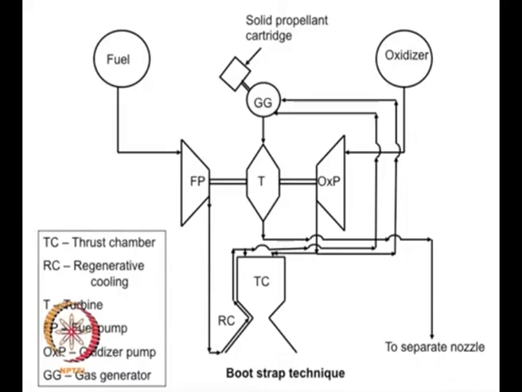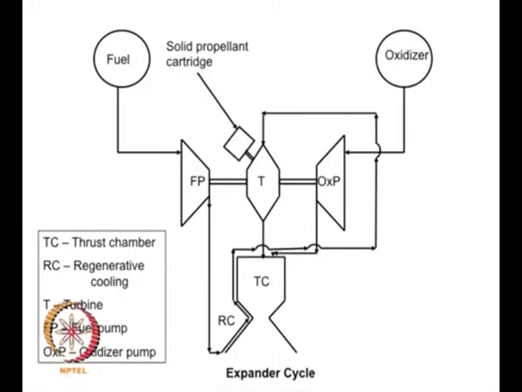and the exhaust of the turbine is given to a separate nozzle. You also have a small solid propellant cartridge to start this system. This is about the bootstrap technique. This was used in the space shuttle main engine and also in the cryogenic upper stage of ISRO, the GSLV cryogenic upper stage engine. This is the expander cycle.